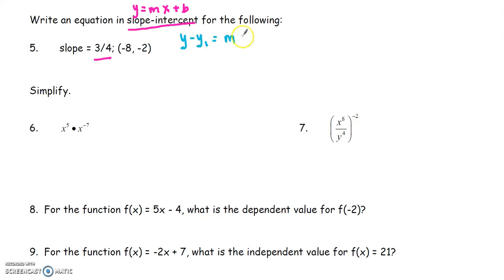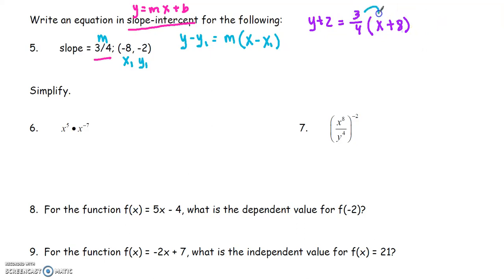So that would be y minus y1 equals m times x minus x1. This is my x1 and this is my y1, and then this is my m. So we can plug everything in. So I will have y minus, my y is a -2, so minus a negative really is +2. My m is going to be 3/4 times x minus my x value, which is a -8. So again, minus a negative becomes a positive.